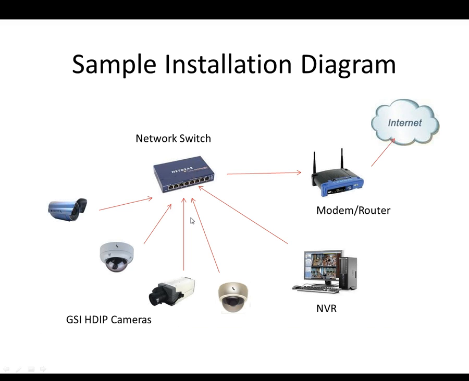So here's a sample installation diagram on how it works. Basically you have all the IP cameras connected to a switch. And then you have the NVR connecting to the same switch or to the network. The NVR will communicate with the cameras, and if you want to connect it to the internet too, you can also connect the system to the internet to let it outside the network.